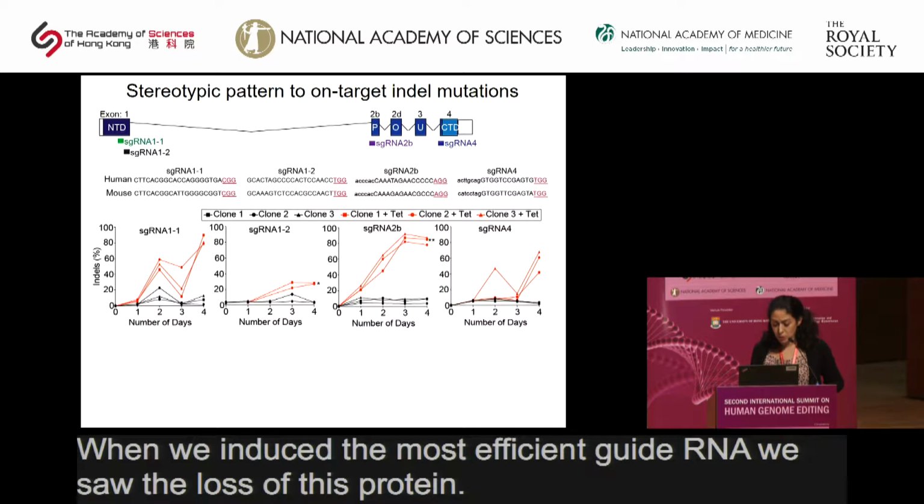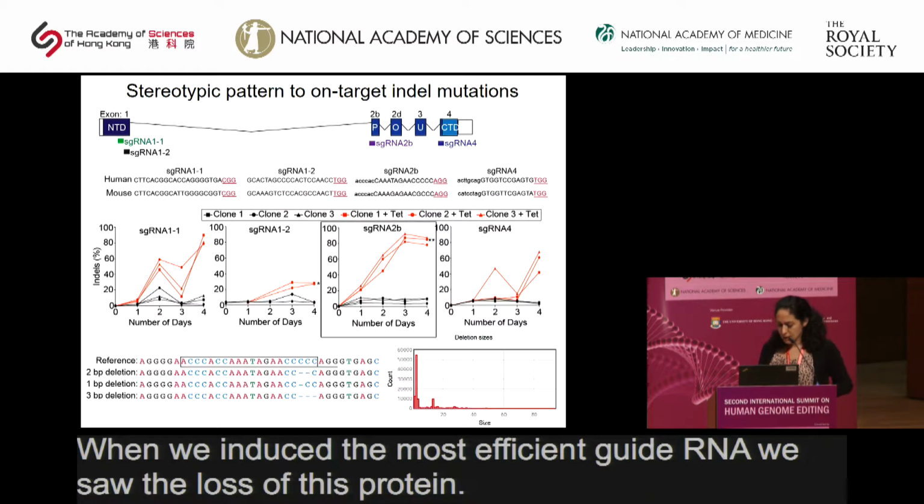To make a very long story short, we identified a guide RNA, boxed here, that in the presence of tetracycline induced the highest proportion of embryonic stem cells that had detectable insertion-deletion mutations. When we interrogated the types of indel mutations observed when we induced the expression of this particular guide RNA, we saw that the most frequent type of indel mutation was this 2 base pair deletion, suggesting the potential mechanism for the repair of the double-strand break induced might be microhomology-mediated end joining.